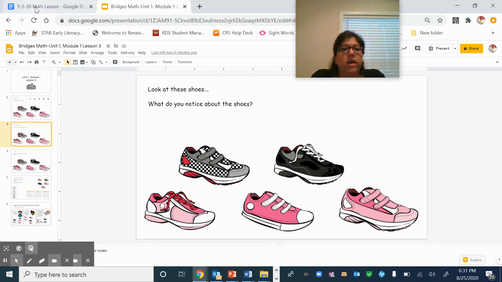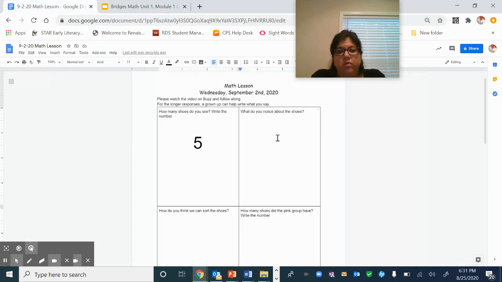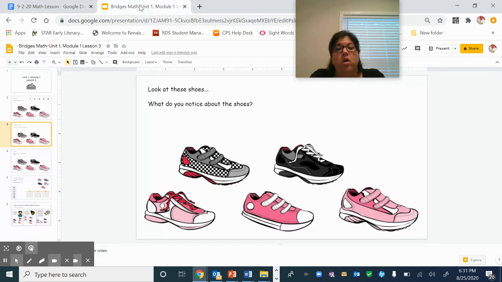Okay, once you have something, I want you to go back here to your second box and you're going to put what you notice about the shoes. This would be a great time to have a grown up or an older brother or sister help you. You can tell them what you notice and they can write it down for you, or you can even draw a picture for me about what you notice about the shoes. It can be anything that you notice. Okay, here they are one more time. What do you notice about the shoes that are here?